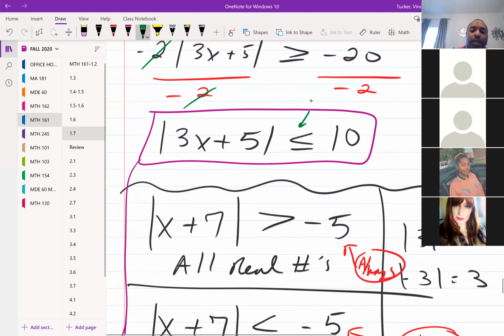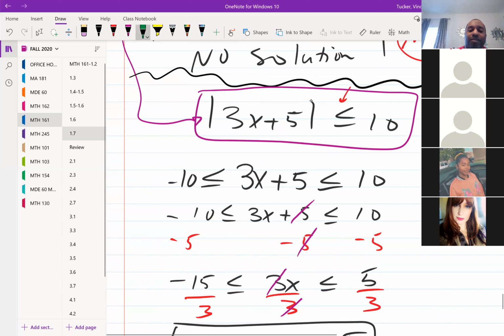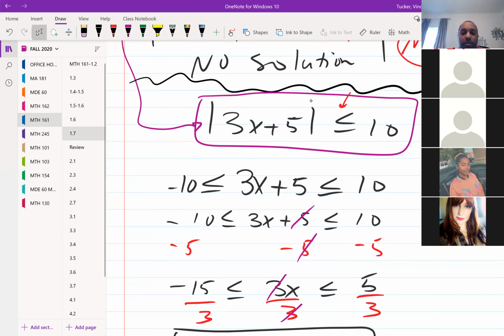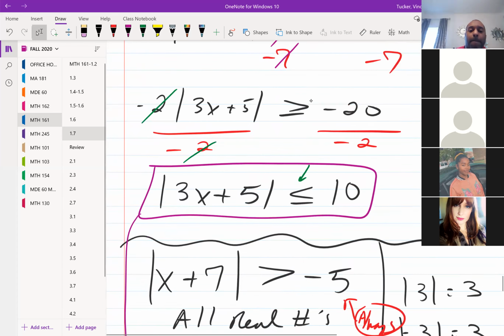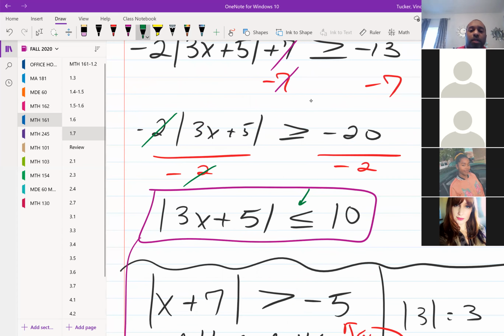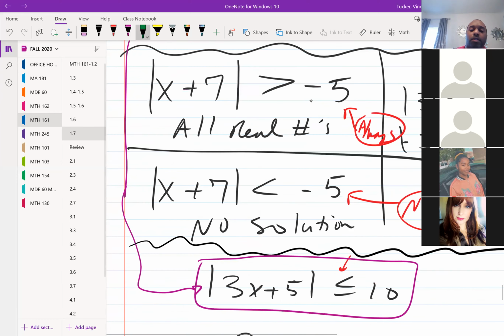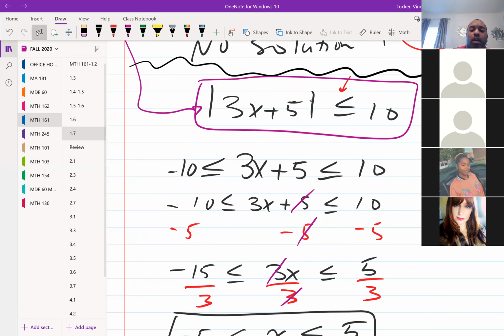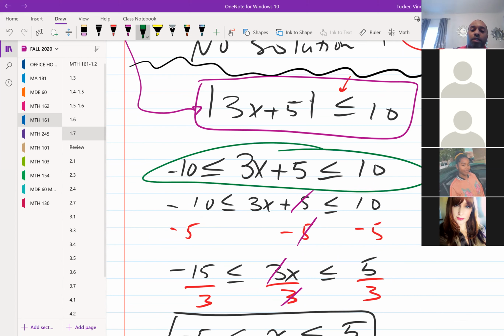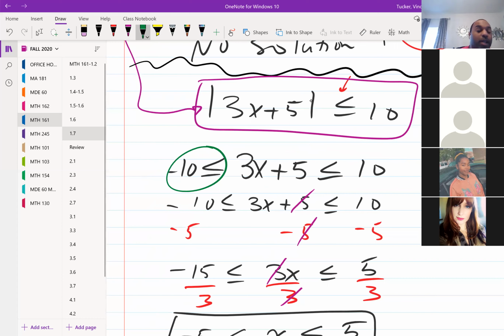So just follow my purple line, and we're still there. Absolute value of 3x plus 5 is less than or equal to 10. Once again, we divided by that negative 2, and that's why I went from greater than to less than. And because it's less than, remember we said that if it's less than, then this is our setup. Because it's less than, I will put this on the left side of that expression.